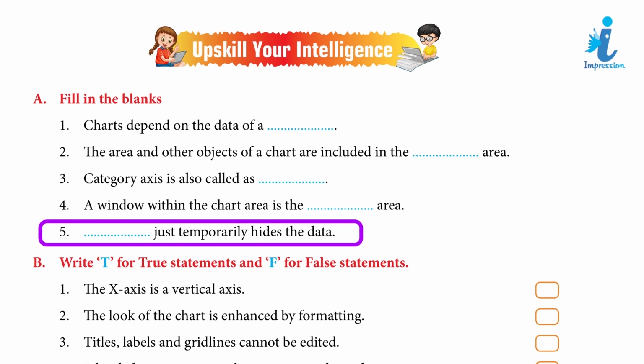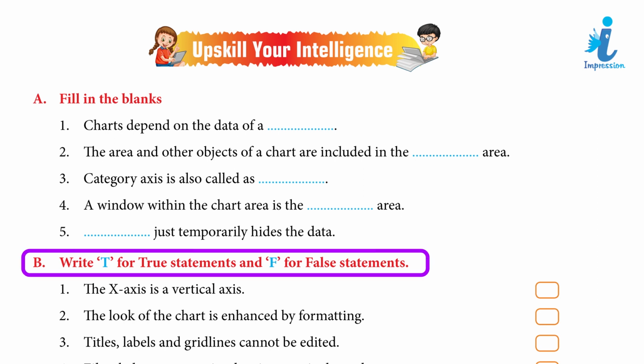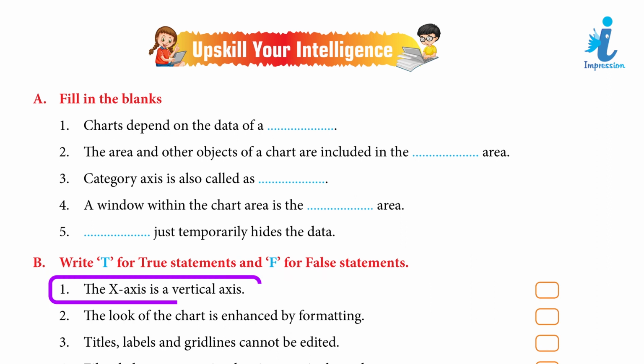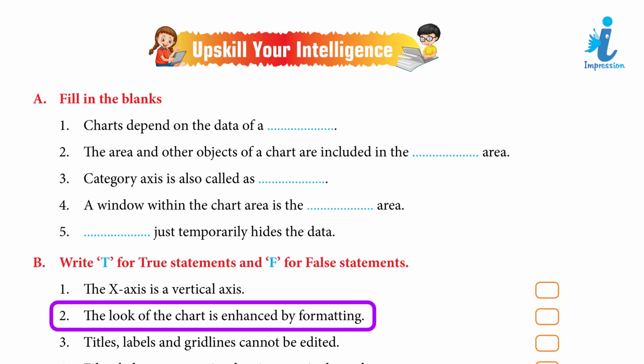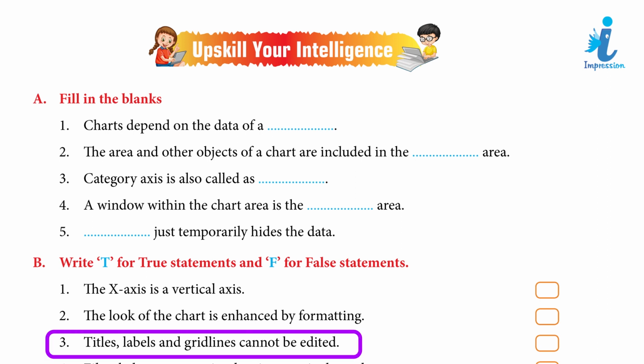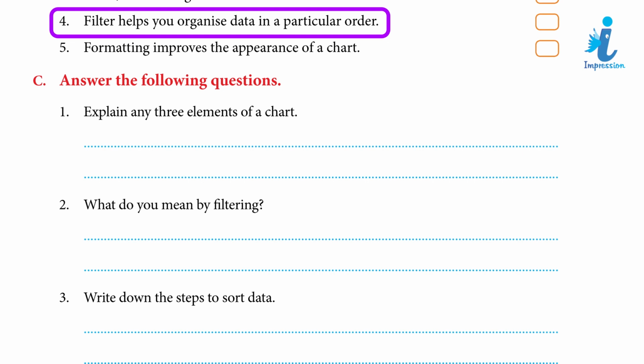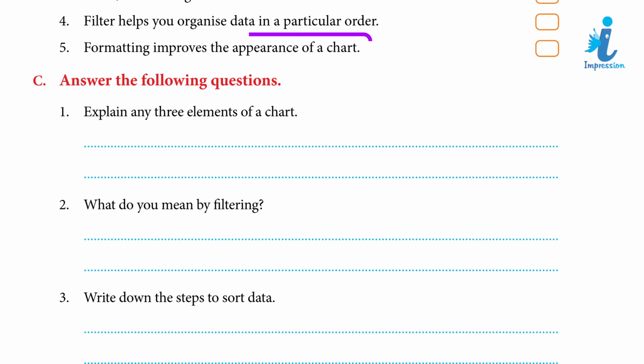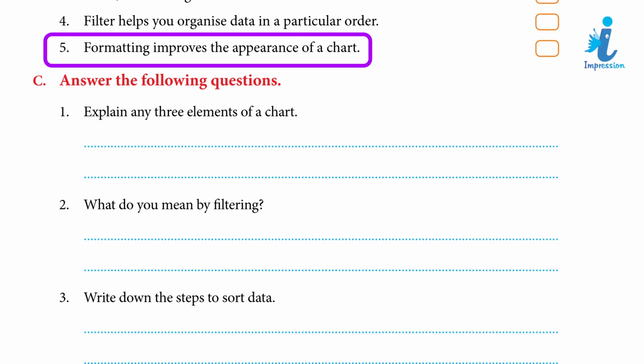5. Dash just temporarily hides the data. Answer: filter. B. Write T for true statements and F for false statements. 1. The axis is a vertical axis. Answer: false. 2. The look of the chart is enhanced by formatting. Answer: true. 3. Titles, labels and grid lines cannot be edited. Answer: false. 4. Filter helps you organize data in a particular order. Answer: false. 5. Formatting improves the appearance of a chart. Answer: true.